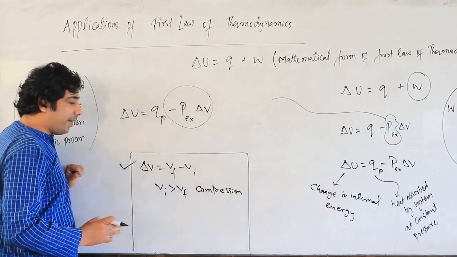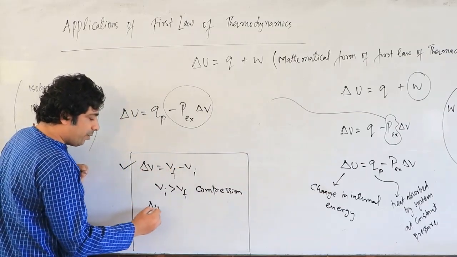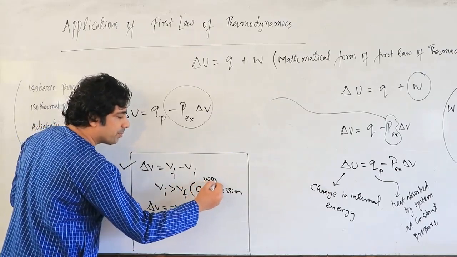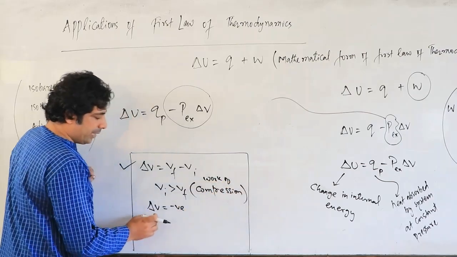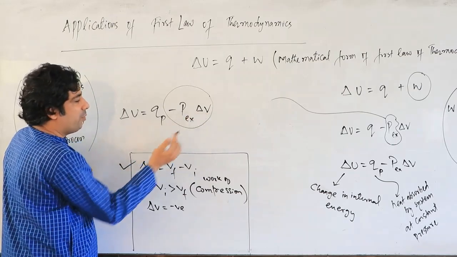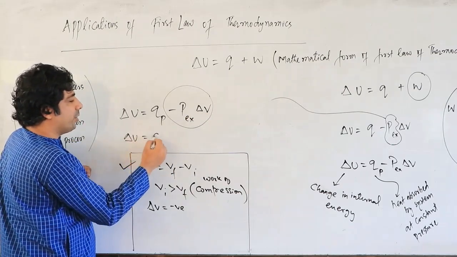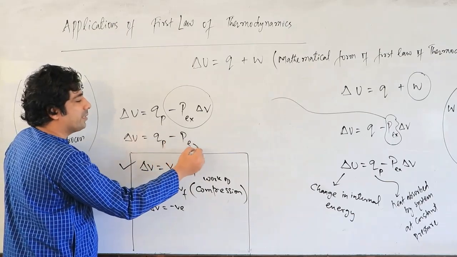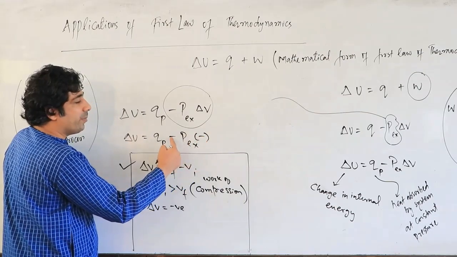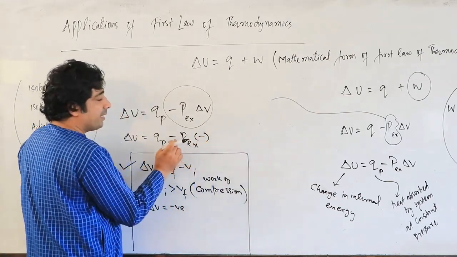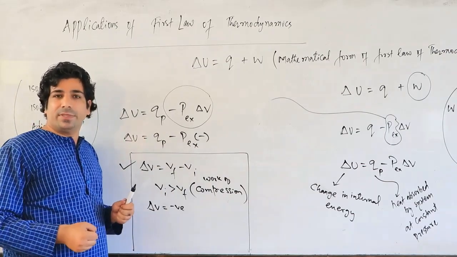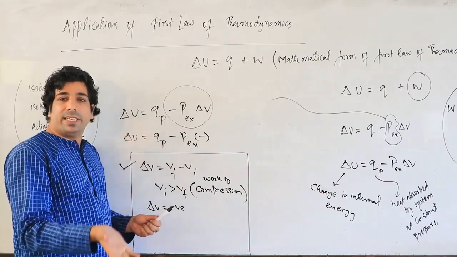So when compression is happening, understand that the delta V value will be negative. For the work of compression, delta V is negative. If I put a negative value of delta V here, what will the product be? Delta U is equal to Q_P minus P external, and in place of delta V I will write a negative sign. Negative into negative becomes positive. So finally the work done will be positive here. That means work is done on the system and the internal energy of the system will increase.